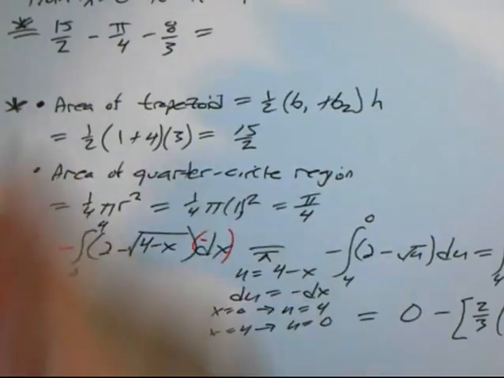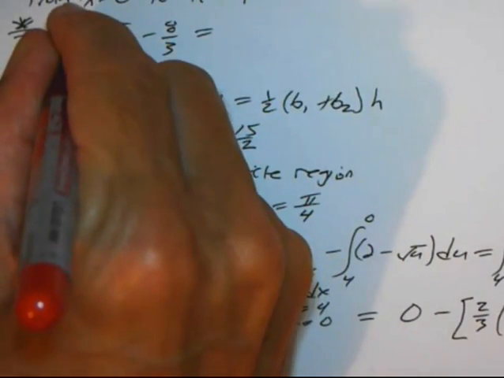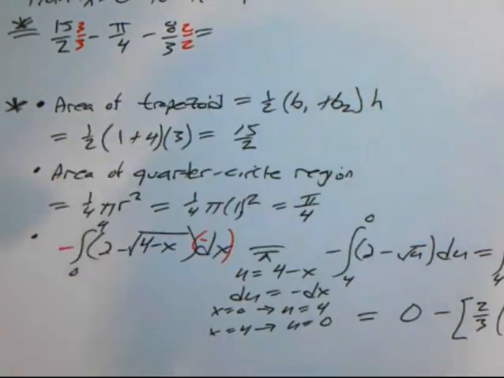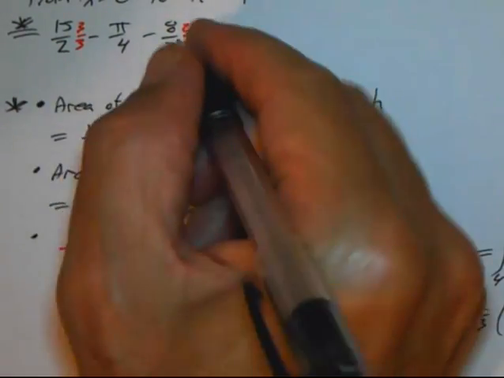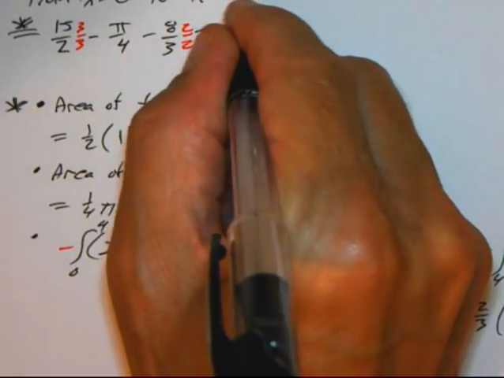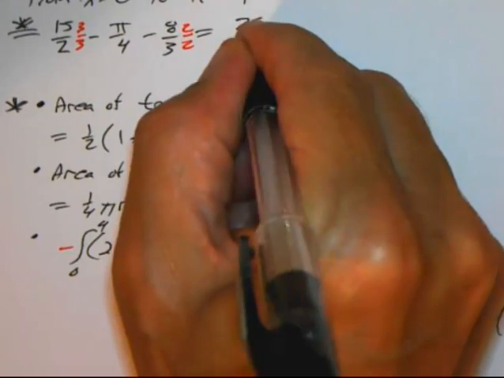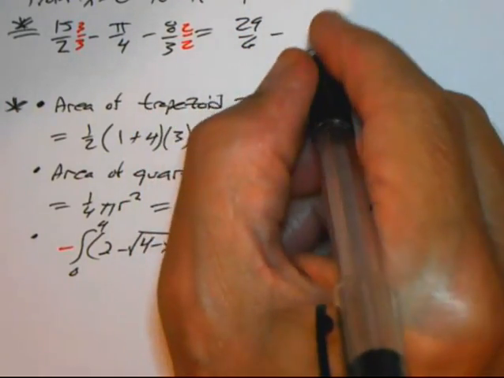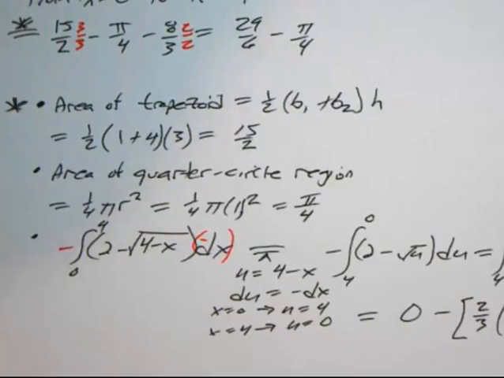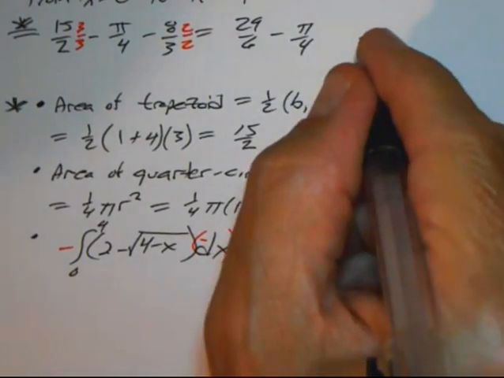Okay, the two fractions here. Let's see, we're gonna have to go to sixths, aren't we? So this needs a 3/3 build up. This needs a 2/2 build up, and we're looking at 45 minus 16 is 29 sixths. Minusing pi over 4, bringing us to here.